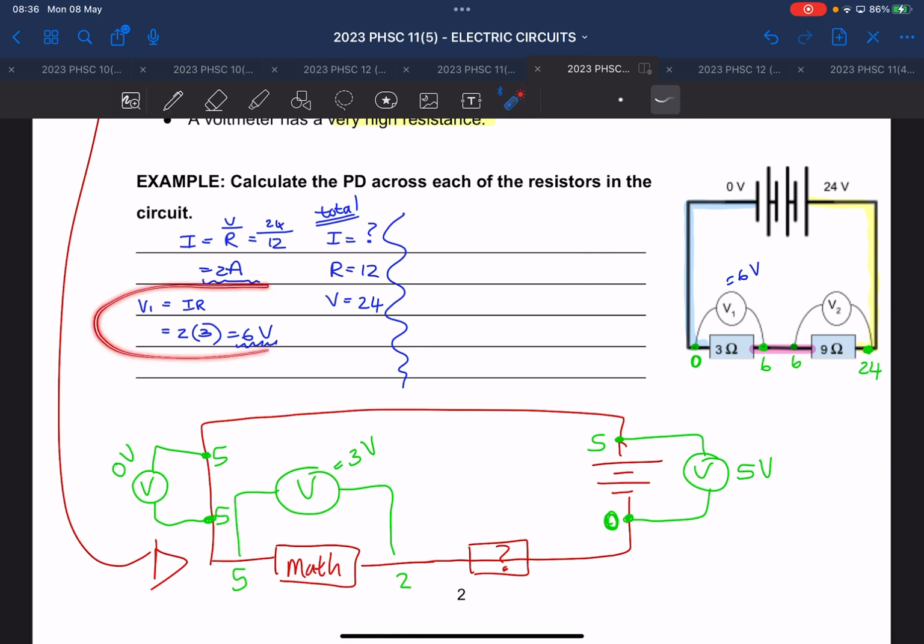Without doing a calculation like this, but using this information, what will the voltmeter reading be there? V2 will be what? How did you get to 18? Okay, but I say without a calculation like that.